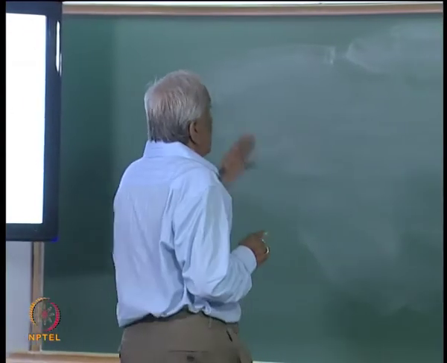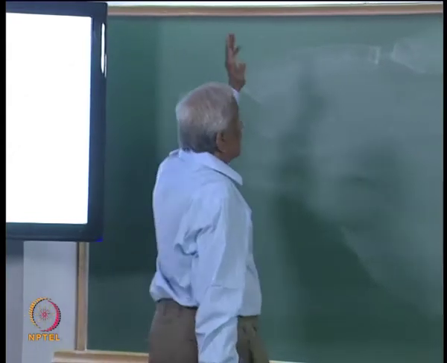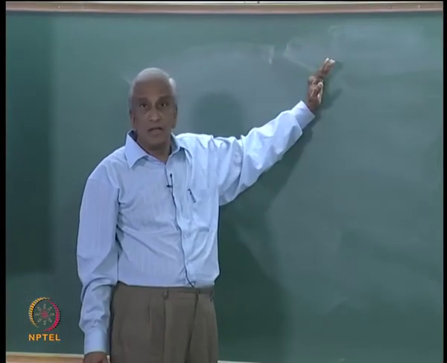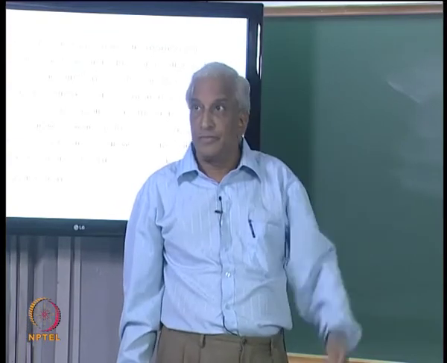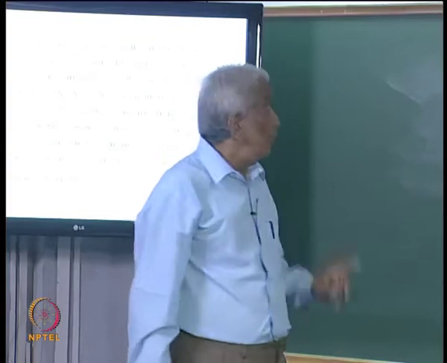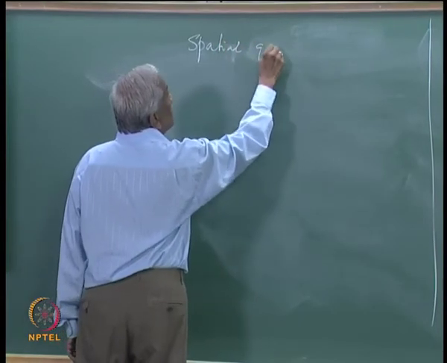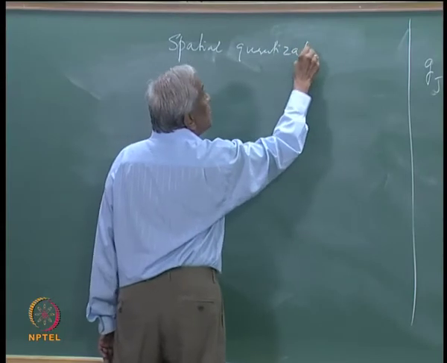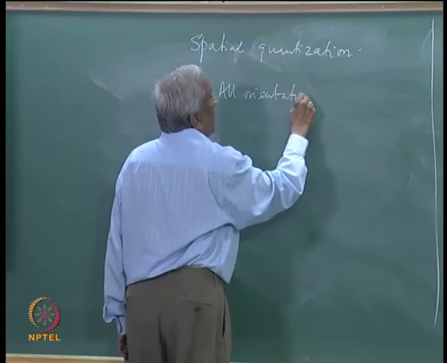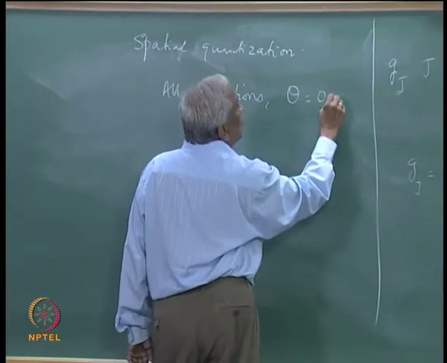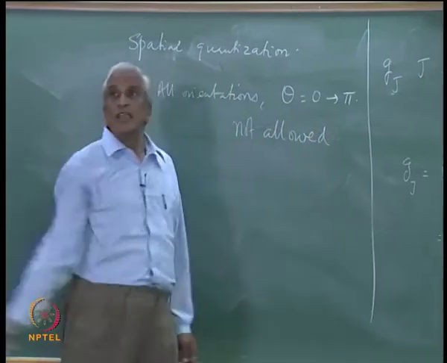The main difference, our argument in this case proceeds in the same way. We will calculate the statistical average of the dipole moment of the paramagnetic ion by averaging it over all the allowed orientations in the case of a paramagnetic dipole. The only thing is, in the magnetic case, we have spatial quantization, which means that all orientations corresponding to theta equal to 0 to pi are not allowed. Only certain discrete orientations are allowed.